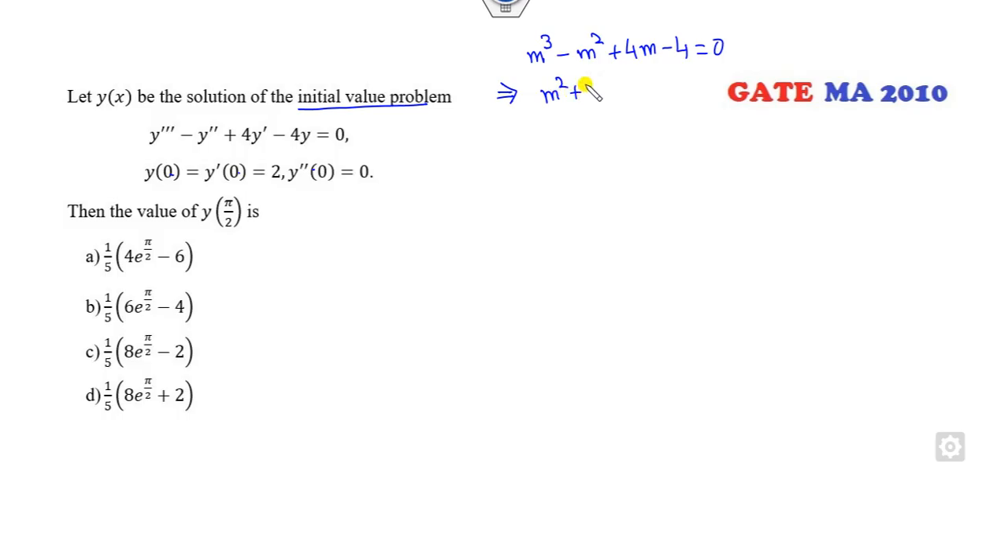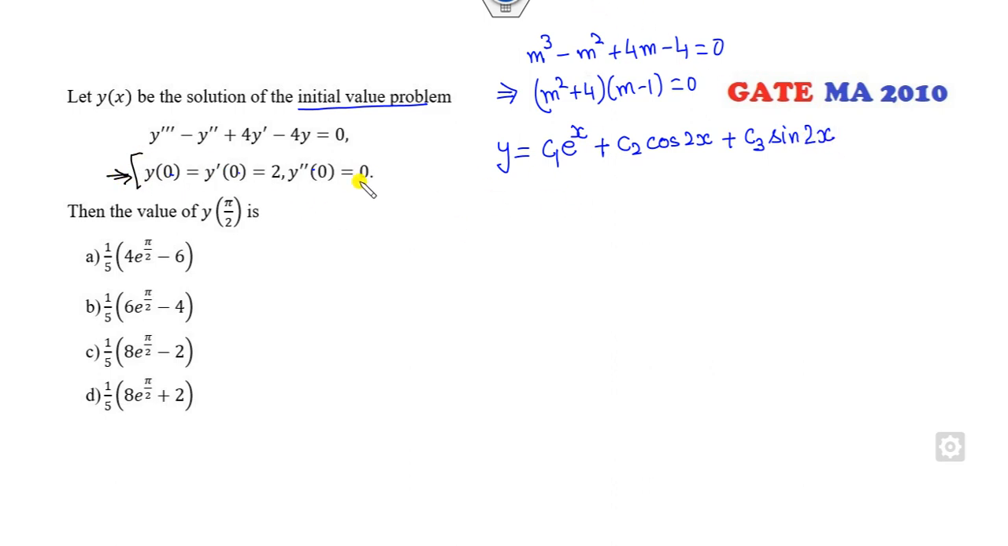So what is that? It's (m square plus 4)(m minus 1) is 0. So my solution will be c1 e raised to power x plus c2 cos of 2x plus c3 sine of 2x. Before applying this condition, always try to find what you actually want to find. After that we can see. So you can see what is the sine of 2 pi. It will be 0.